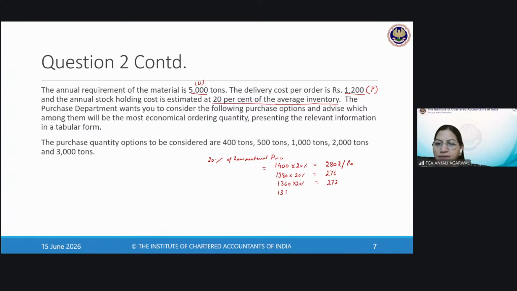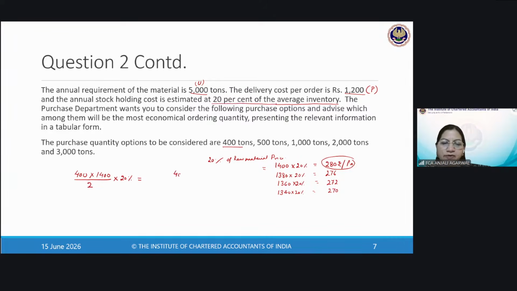If it is 1,340, it will be 270. So now we have calculated per annum. Either you can do this, or you can also say that if I'm going to order 400 units, let's say 400 tons, my total investment would be 400 into 1,400. My average investment would be 400 into 1,400 divided by 2, on an average half, and then 20%. So whether you solve this equation or you first calculate 1,400 into 20%, you will get the same answer. So this one is giving you 280 per unit per annum.